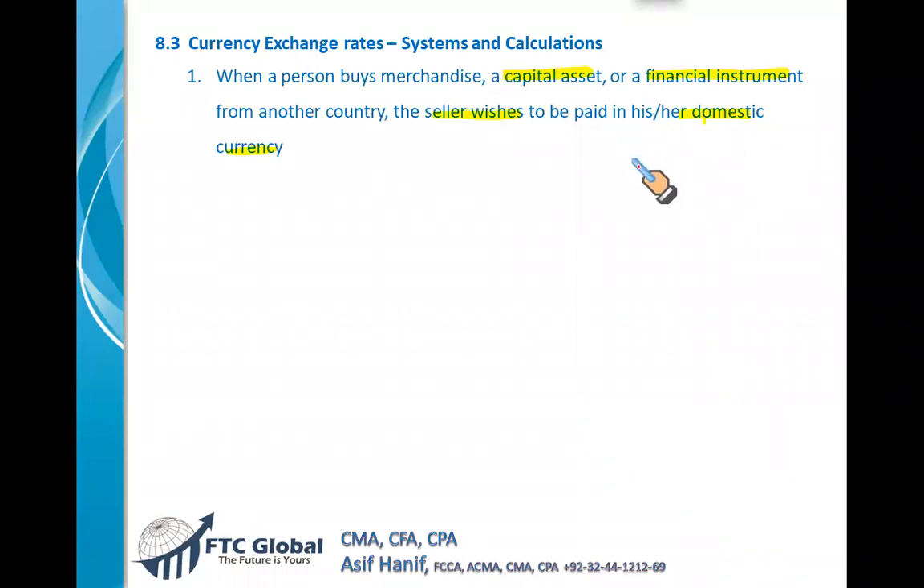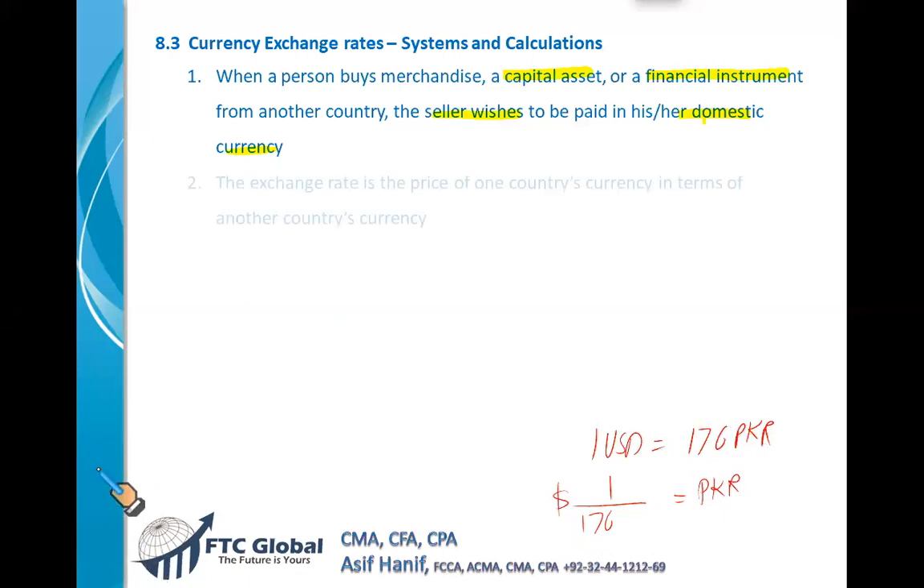Right now, $1 is approximately 175 PKR. This is what you call the exchange rate: the price of one currency in terms of another. $1 is worth 175 PKR, or you can say it in another way, 1 PKR is equal to 1 over 175 US dollars. So one way or the other, this is what you call the exchange rate. Exchange rate can be defined as the price of one currency in terms of another currency.